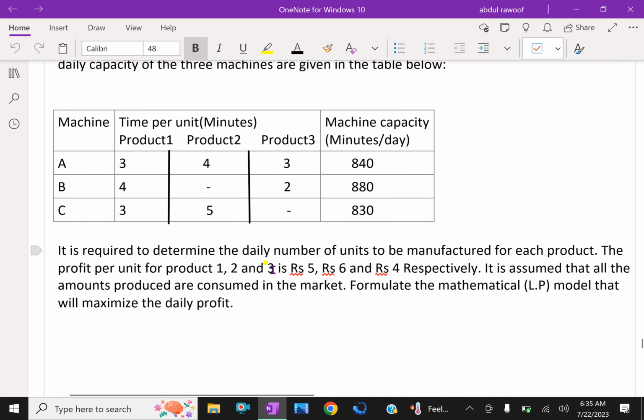It is required to determine the daily number of units to be manufactured for each product. The profit per unit for products 1, 2, and 3 are 5, 6, and 4 respectively. It is assumed that all the amounts produced are consumed in the market. Formulate the mathematical LP model that will maximize the daily profit. We have to formulate the LPP equations. First, formulation of linear programming model.